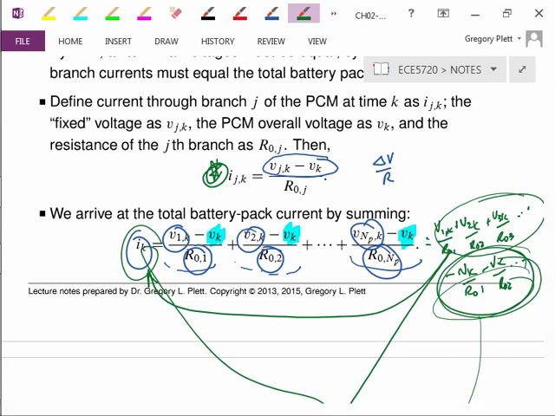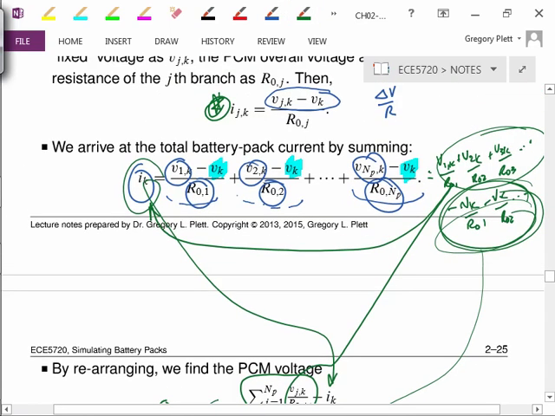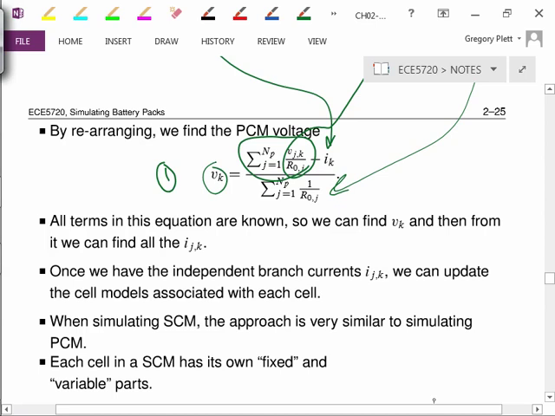So the process is, first find the PCM voltage based on pack current. Second, find all of the branch currents inside of the PCM. Third, update every cell state inside of the PCM, and then repeat. So that is the PCM.